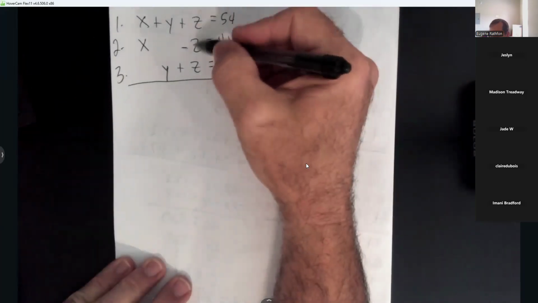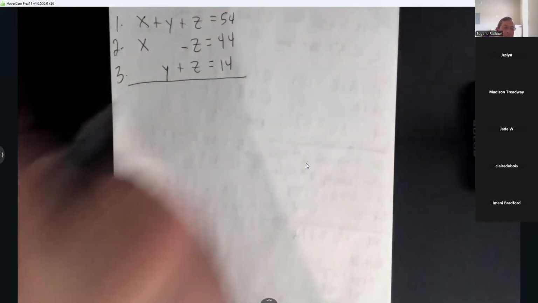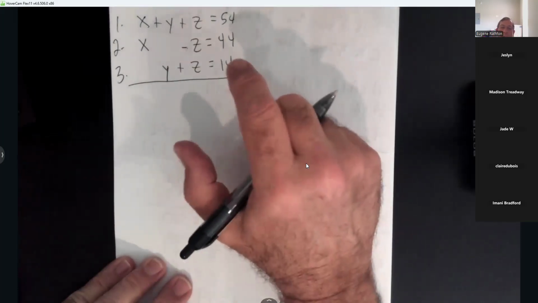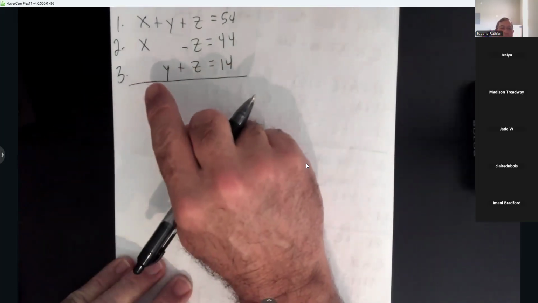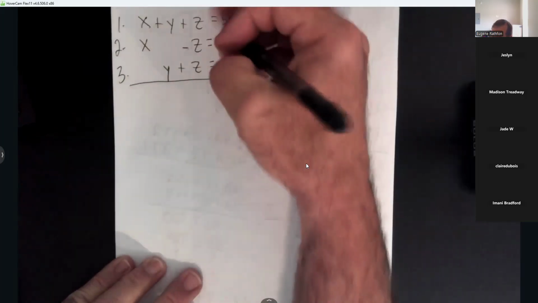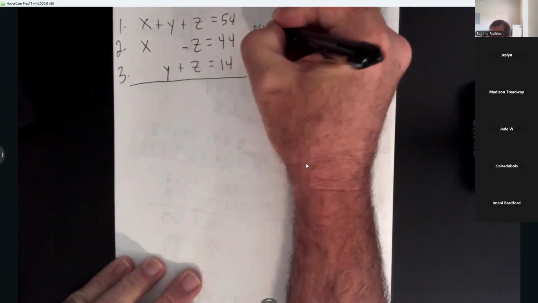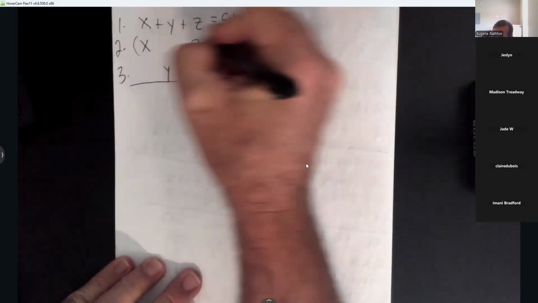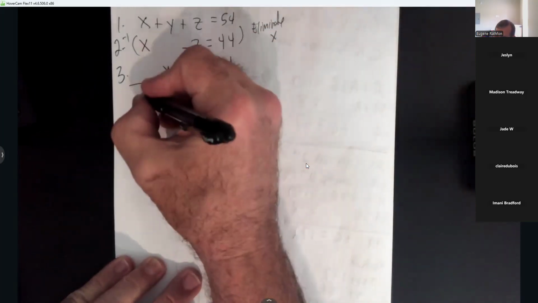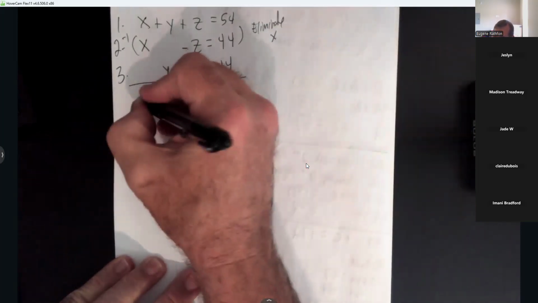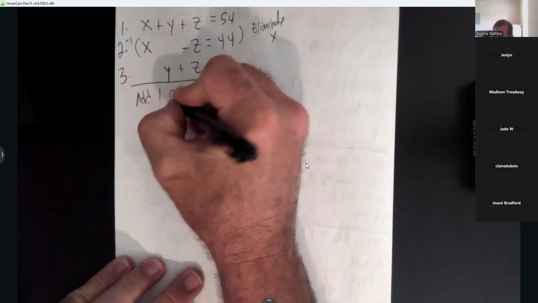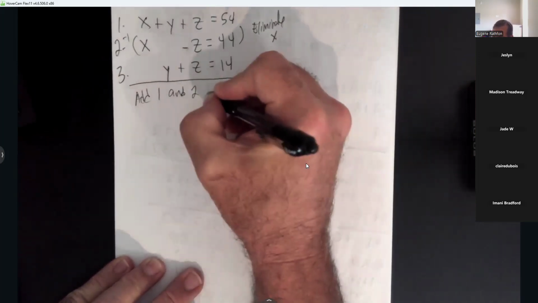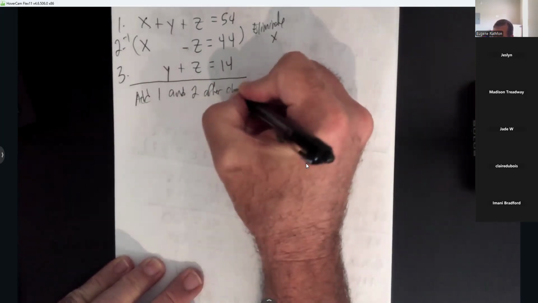Now you could do the Z's also. Those wouldn't be that bad, but you would have to add rows twice. So watch what I'm talking about here. I'm going to eliminate the X's again. So if I'm going to eliminate the X, I'm going to multiply the second row by negative 1. So y'all, my first row, I'm going to add 1 and 2 after changing 2.